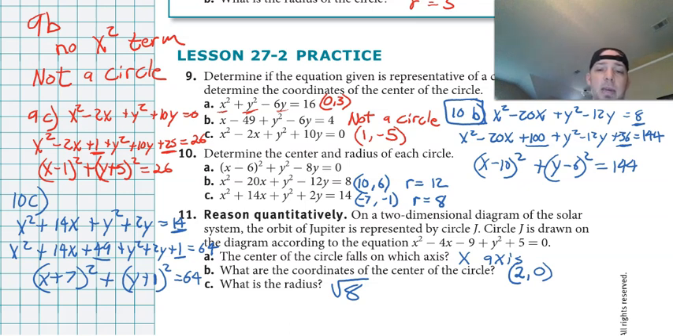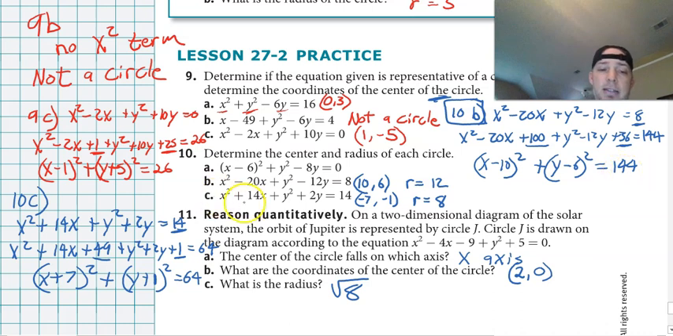For 10b and c, I put 10b over here. And you'll notice there that to complete the square for x, I had to add 100. To complete the square for y, I had to add 36. So 100 and 36 and the original 8 all added together to give me 144. So then that means that after I find the center at positive 10, positive 6, the radius is square root of 144, or 12.